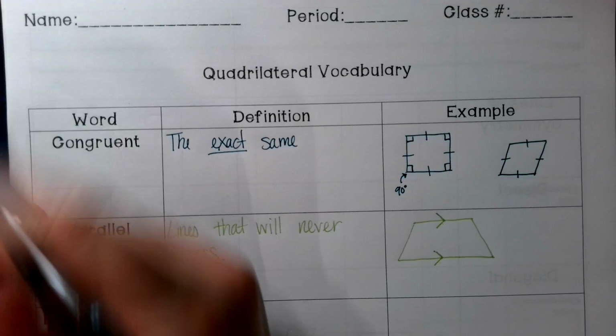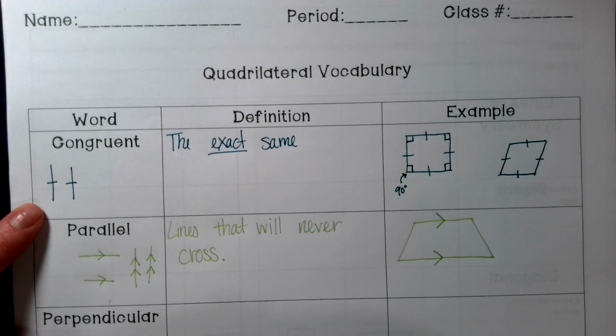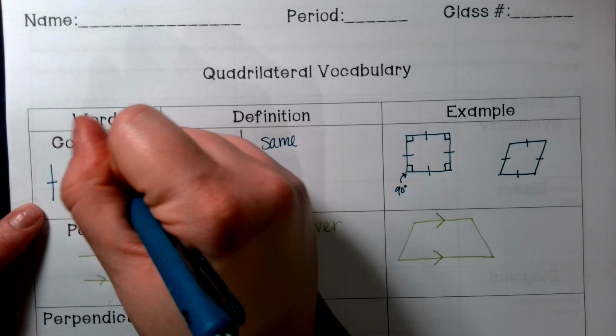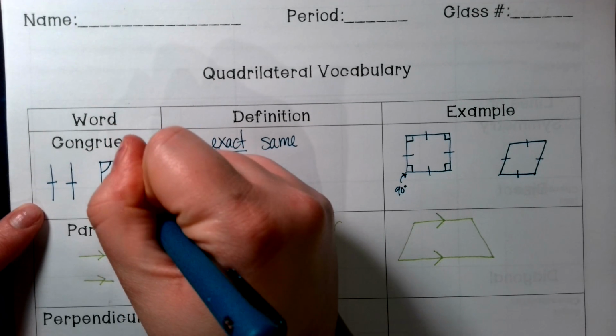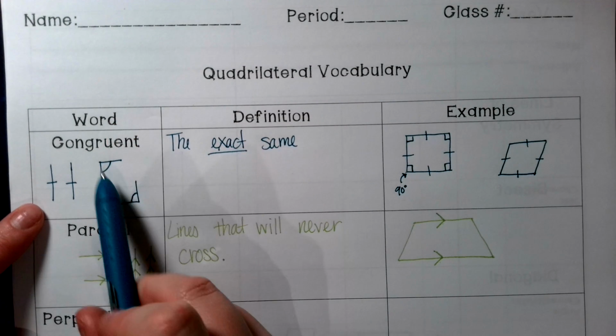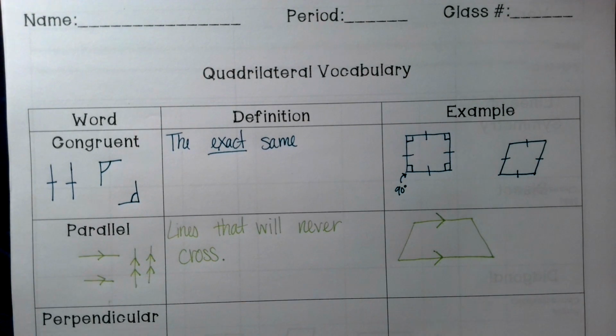On congruent, we had those little lines on the side lengths, if they were the exact same, if they're congruent. And then if we have angles that are congruent, remember we have that one line in the angle corners, or multiple lines on the angle corners, if they are congruent.